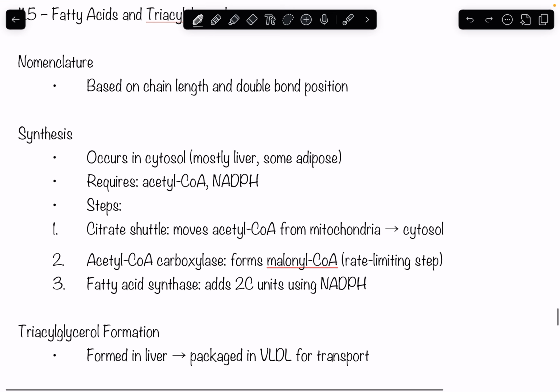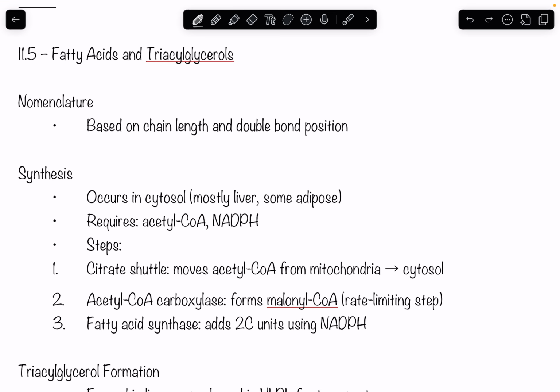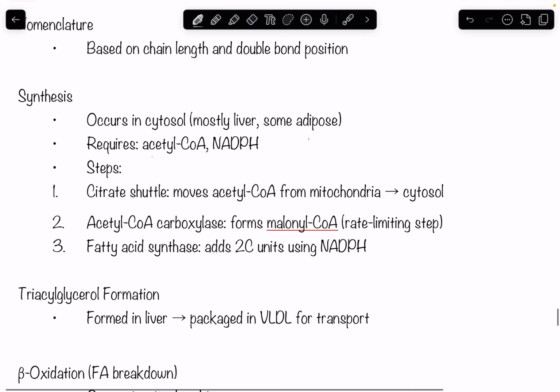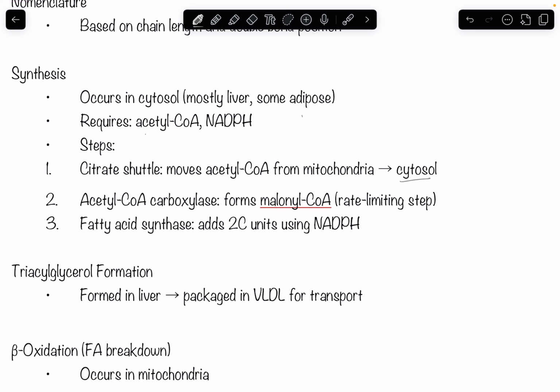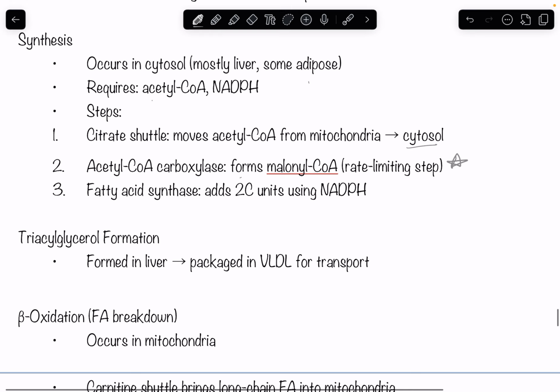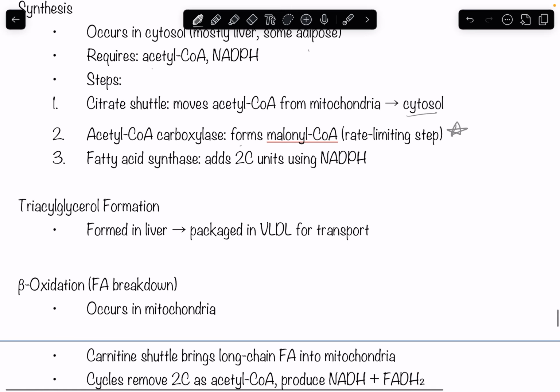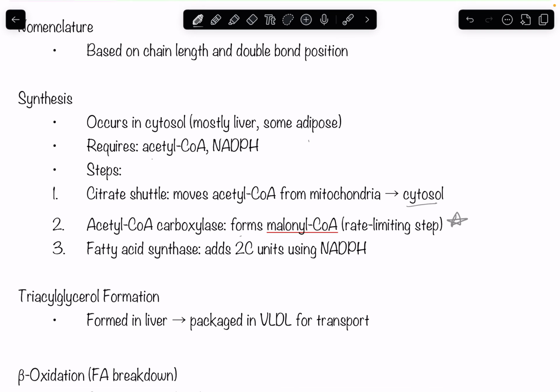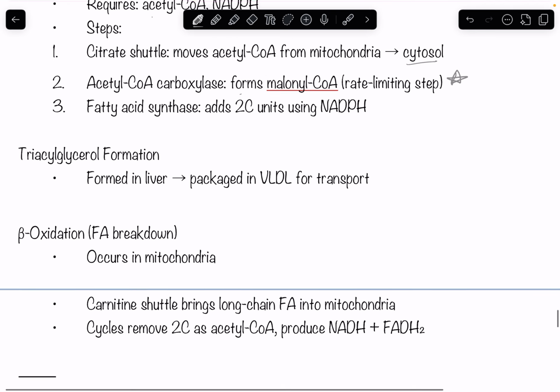So synthesis. Fatty acid synthesis occurs mainly in the liver and sometimes in your adipose tissue. It requires acetyl-CoA and NADPH. Steps: the citrate shuttle moves acetyl-CoA from the mitochondria to the cytosol. Acetyl-CoA carboxylase forms malonyl-CoA, and again, you should always know your rate limiting steps. Fatty acid synthesis adds 2 carbon units using NADPH. Okay, and these are really the most important steps you need to know. I would actually know all of these by heart. This is relatively important, just in general.